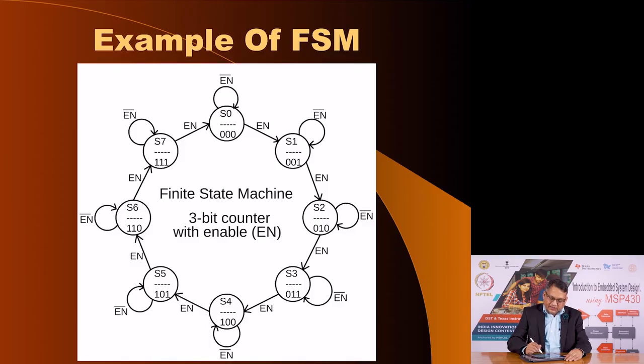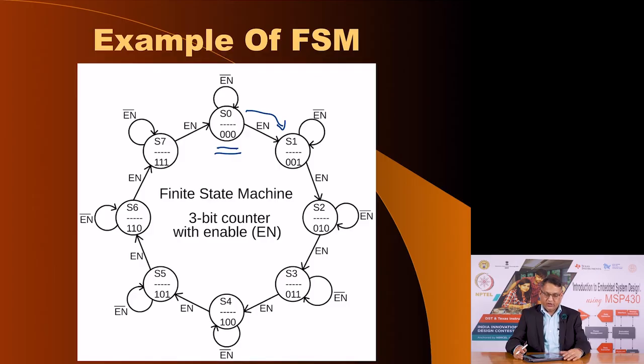If the enable signal is 1, it transitions from one state to the other. If the enable signal is held to 0, it will retain the current state, and if it retains the current state, it will keep on producing the outputs as mentioned in the state circle, in the symbol that represents the state. Now, how do you implement such a finite state machine?